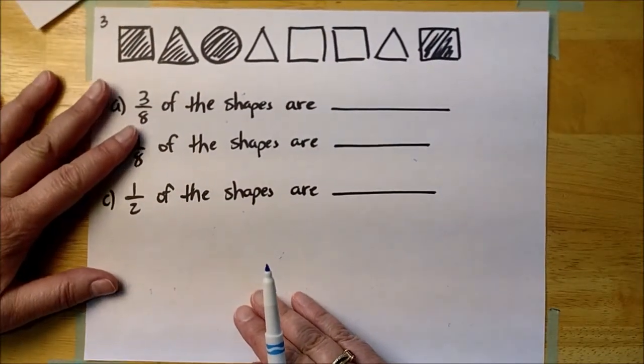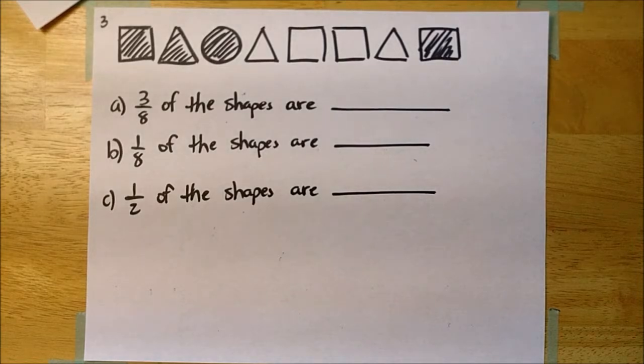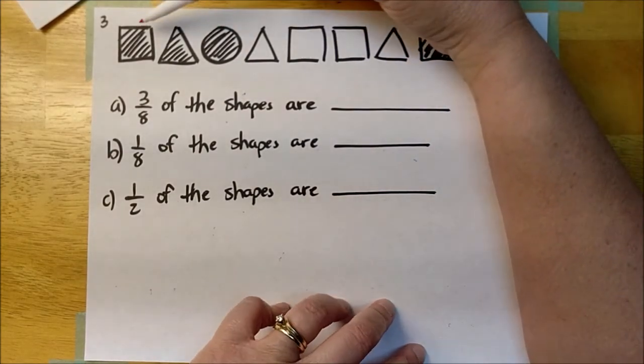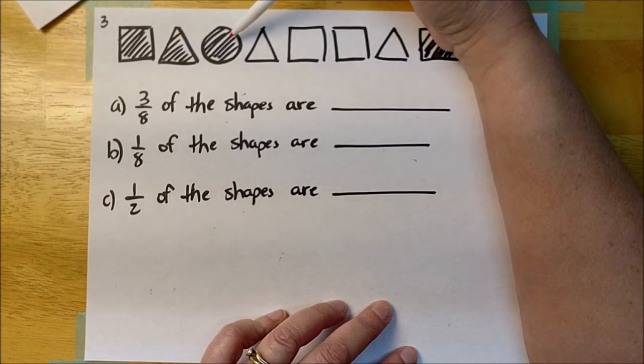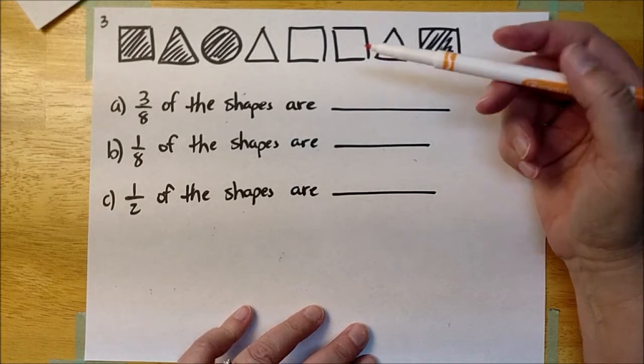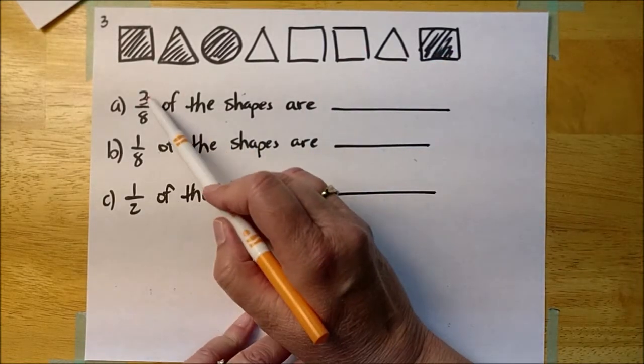So next, we are going to be looking at this sheet. I'm going to change my marker color to orange. So here is my set of shapes. I have squares, triangles, and circles. Yep, those are all my shapes. Now what I need to do is look at my shapes.